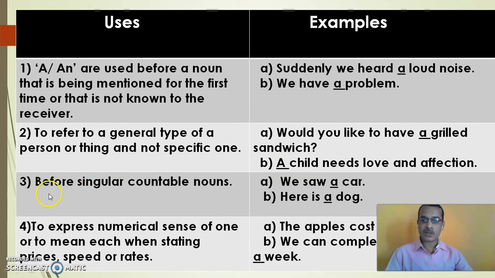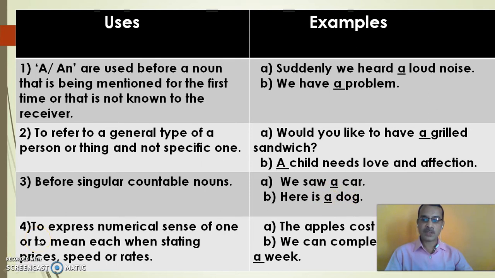The third use of a and an is that it is used before a singular countable noun. Just now I told you singular countable nouns, examples like a problem, a grilled sandwich, a child. Similarly, in this example also, we saw a car. Car is a countable noun and here it is in its single form, so we have used article a. In the second example, here is a dog. Look at the word dog, it is singular and countable, so we have used article a.